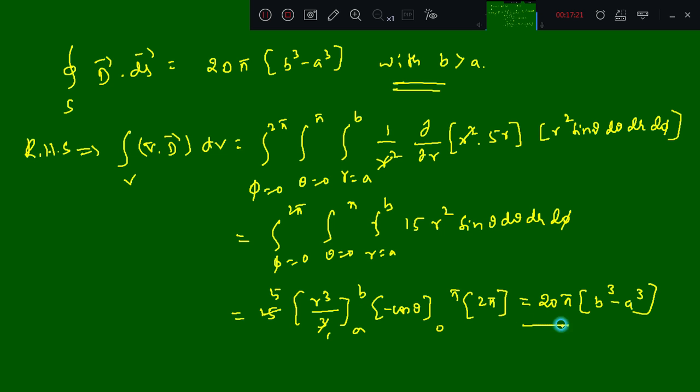So again we got the same answer. So LHS is equal to RHS. Hence we proved the divergence theorem. The next topic we will continue in the further class. Thank you.